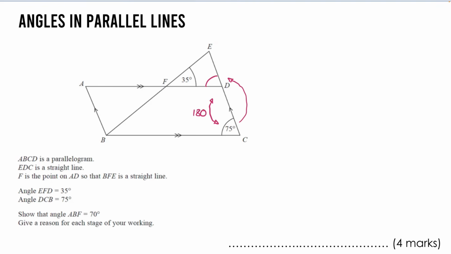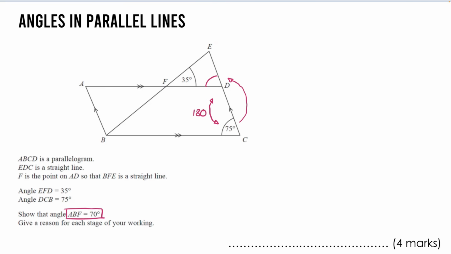Now this particular one has asked us to show that angle ABF is equal to 70. And we need to give a reason for each stage of our working. So it doesn't matter how we move along the diagram, as long as whichever way we choose to move, we give the reasons as we go.